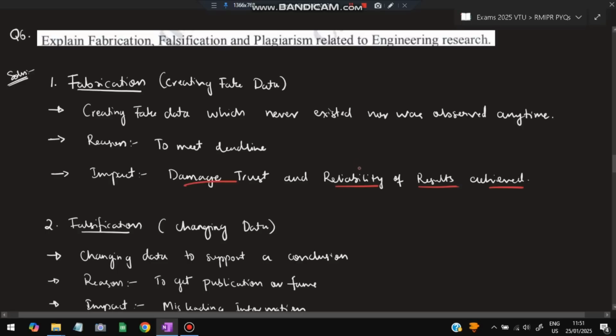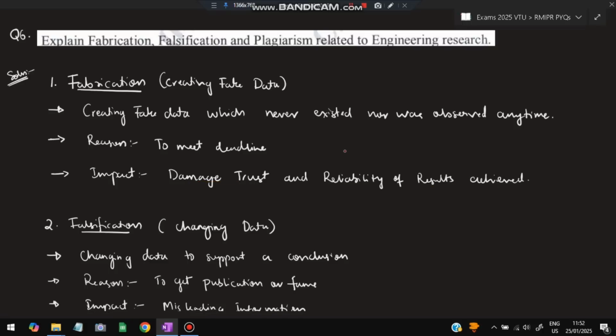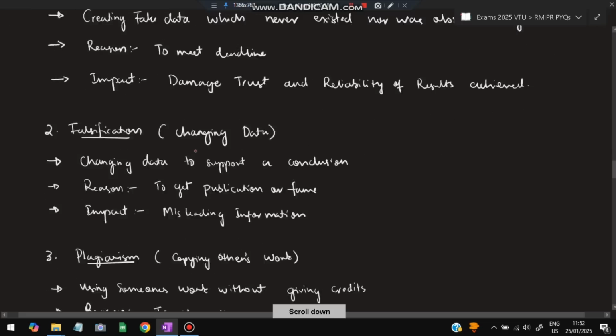Whatever results we achieve by that, we will be destroying the results' reliability, because fake data is involved and will not lead us to correct results. Whatever that result is, it is not applicable in the real world. That is fabrication.